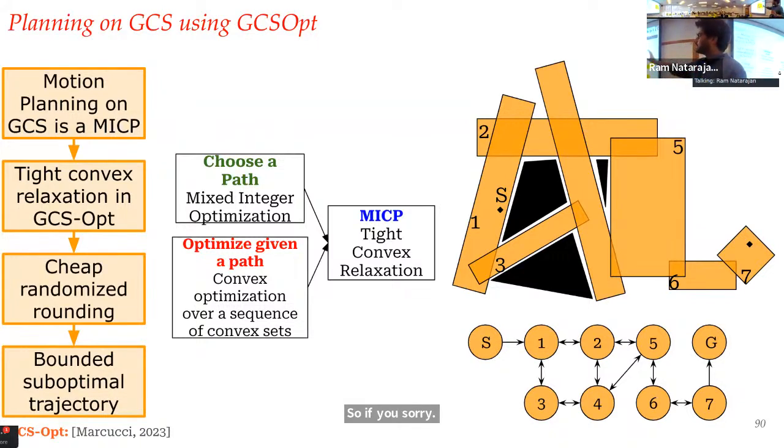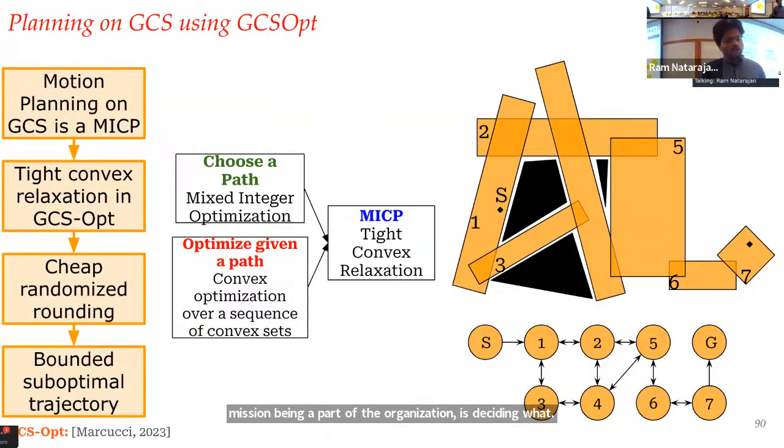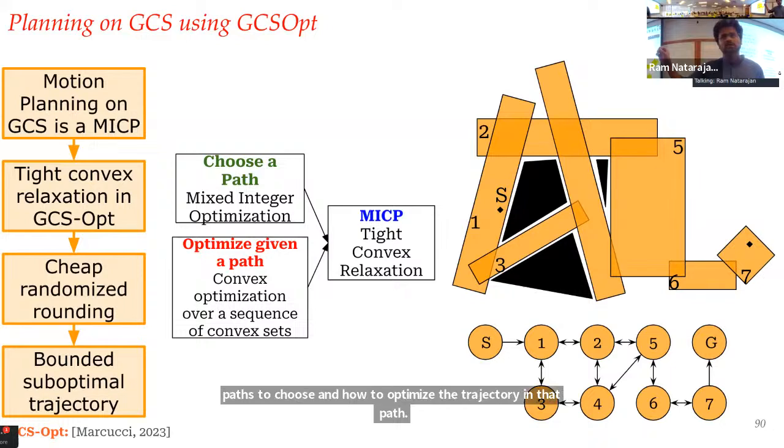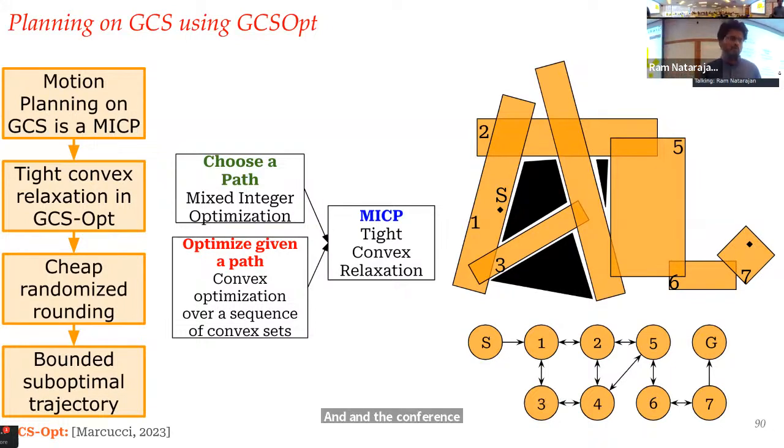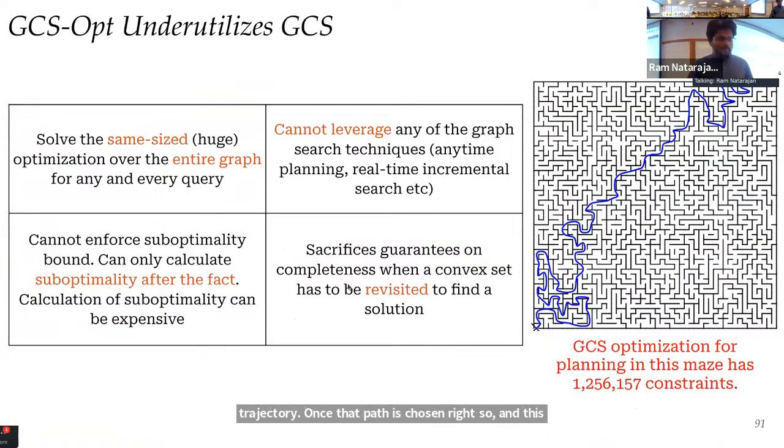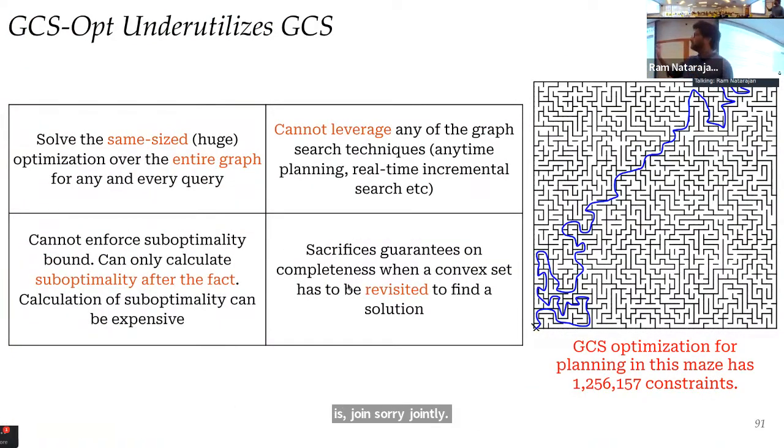So what is going on here is that the mixed integer part of the optimization is deciding what paths to choose and how to optimize the trajectory in that path. And the convex optimization is finding the trajectory once that path is chosen, right? And this is solved jointly. But then I think GCS underutilizes the power of the representation. GCS is a very powerful representation. It's just that because of the choice of the solution strategy, it doesn't take full advantage of its representational power.